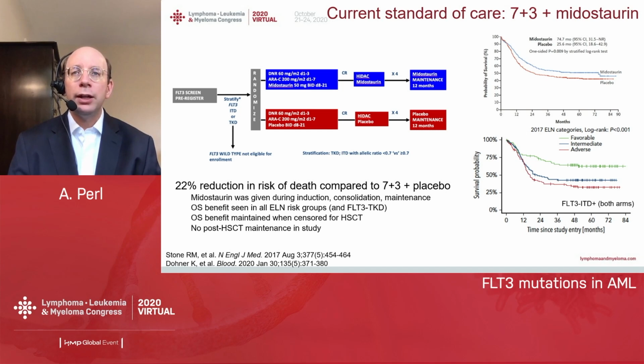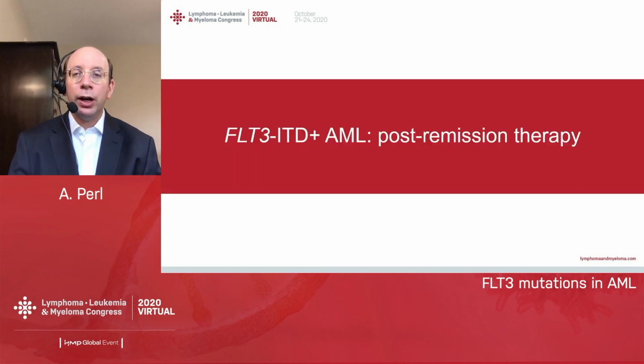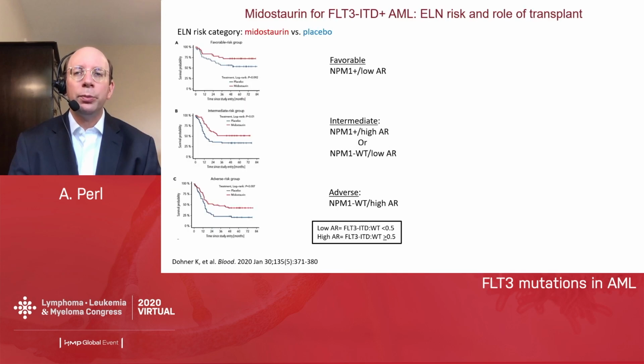And as you can see on the right, on the top, the midostaurin arm had a better survival with a benefit being seen in all ELN risk groups. We can see the ELN risk categories here for both arms, and then I'll show on the next slide the effect in individual risk groups. That's shown here. So on the left, the midostaurin arm in red versus the placebo in blue, and the 3 different ELN risk classifications. You can see across the board, midostaurin was associated with better survival. This is overall survival across all the ELN classifications.